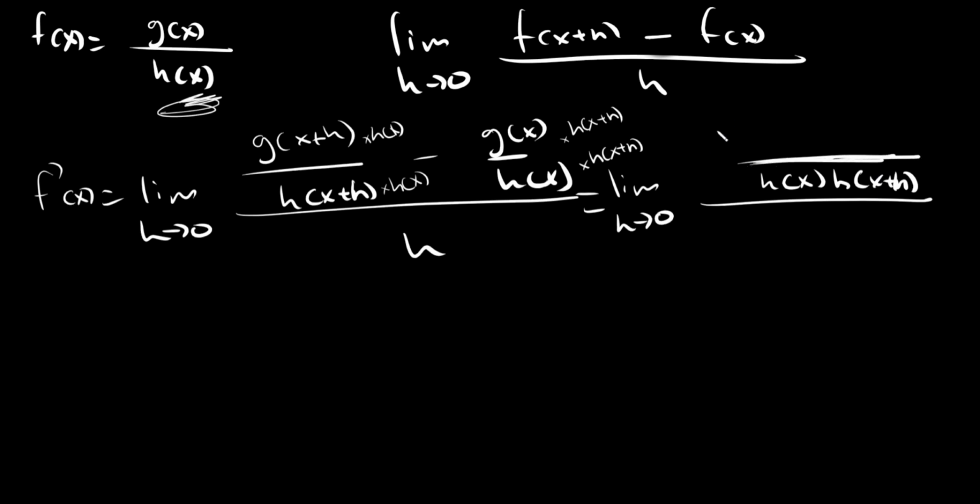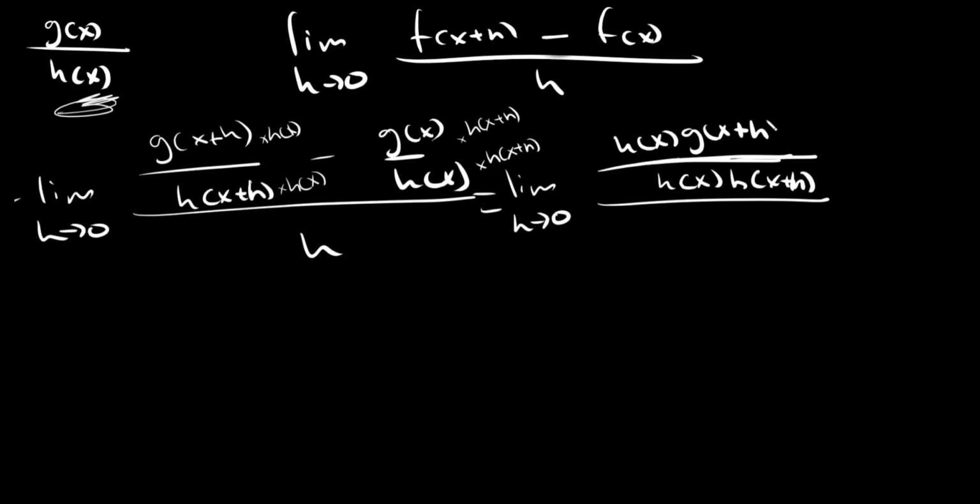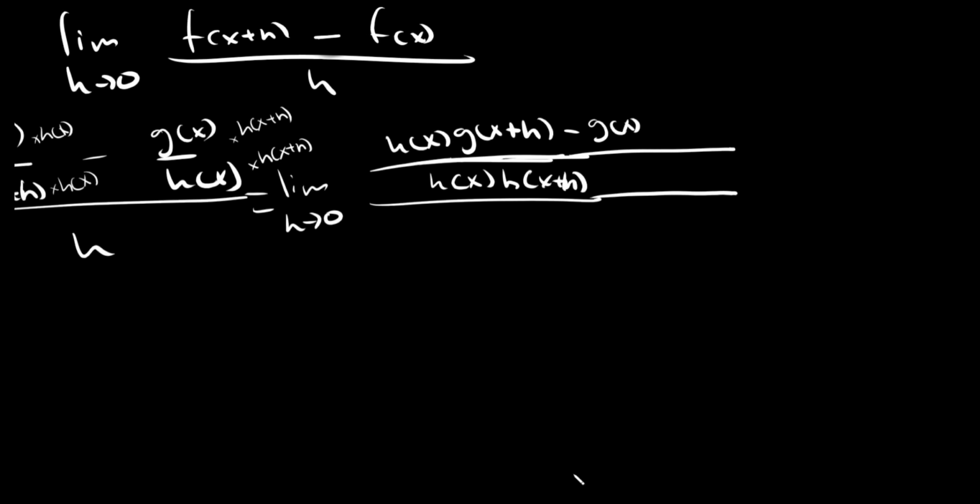So if I look at my numerator, it's going to be h of x times g of x plus h, minus g of x times h of x plus h, divided by h. Gosh, there's a lot of things to write.